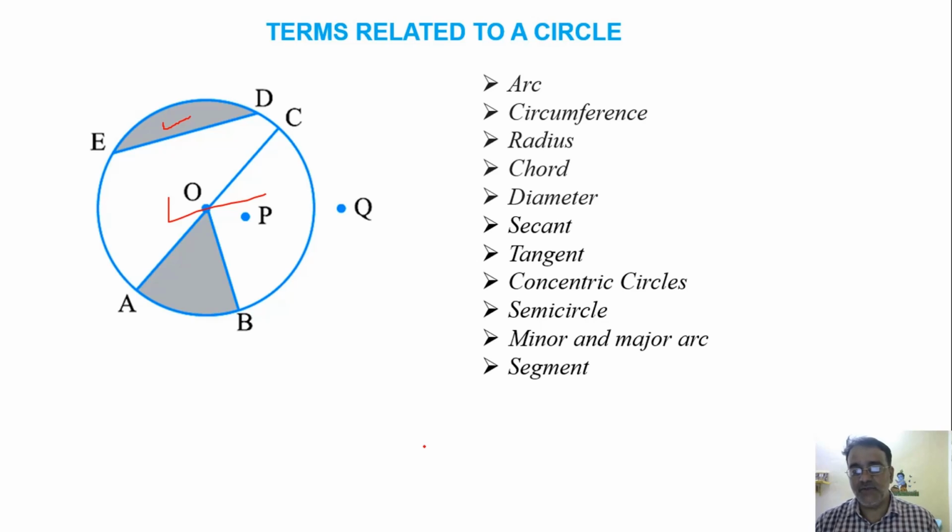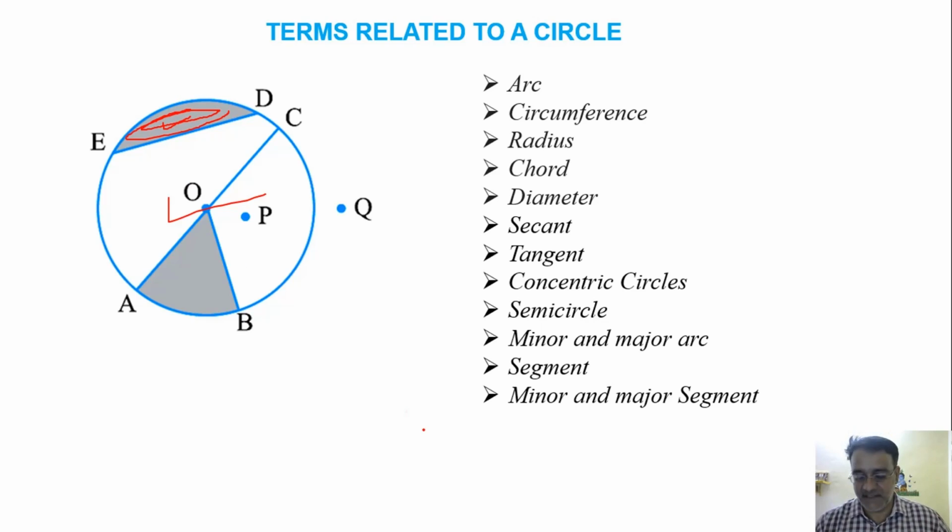And again, here also we have two types of segment. The smaller one is the minor segment, and the larger one is the major segment. So this part here is the minor segment, and the remaining part is the major segment. And the next one is the sector of a circle.